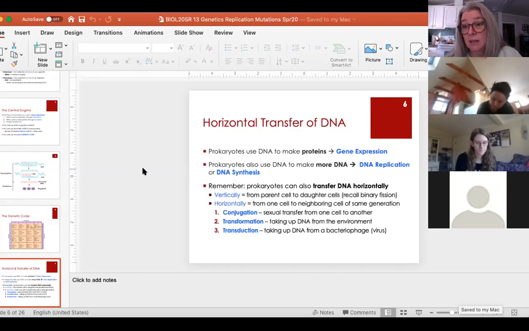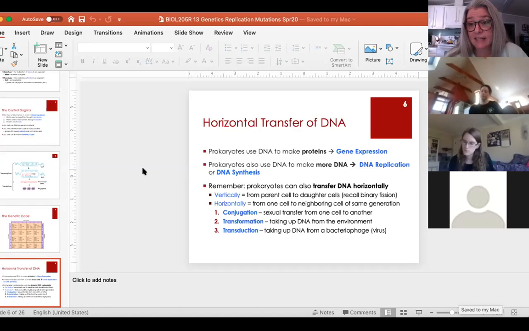Remember too that our microbial friends are able to transfer their DNA vertically and horizontally. When a microbial cell, a bacterial cell, for example, gets ready to divide, it has to do DNA replication because it has to copy its DNA. That's vertical transmission: a parent cell creating two daughter cells and passing its DNA down, from parent to daughter cell.